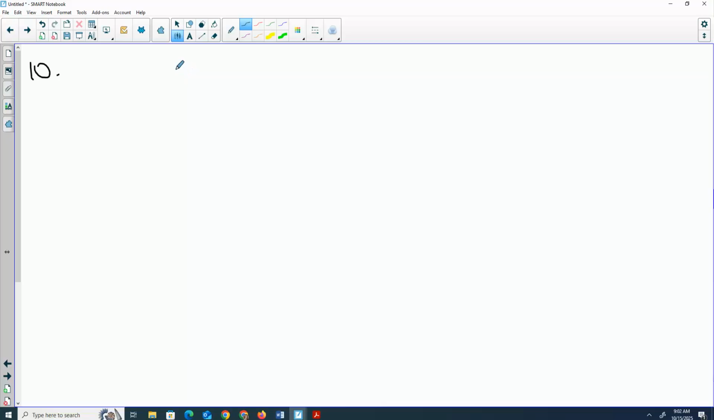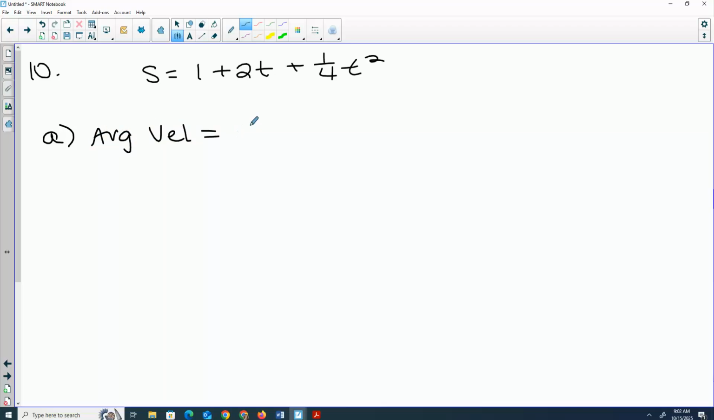It told me our displacement, so that's how far you've moved, is given by this equation. Part A, find the average velocity. We know average velocity is the same thing as saying slope, over the interval 1 to 3. What I just gave you there are two different t values. You have to plug them into the equation to get your y, or my s in this case.